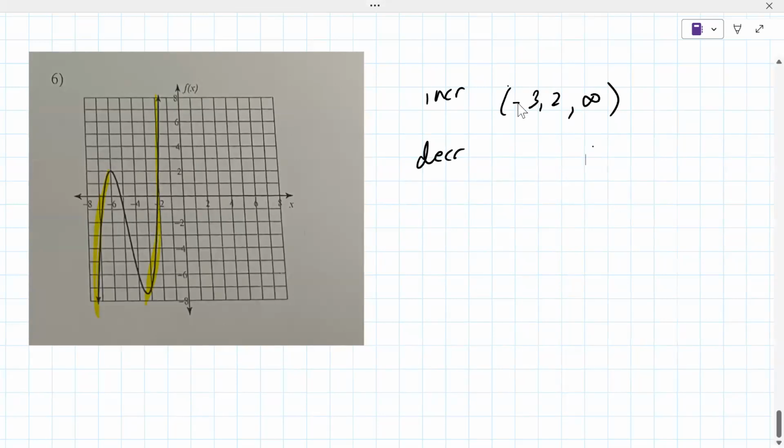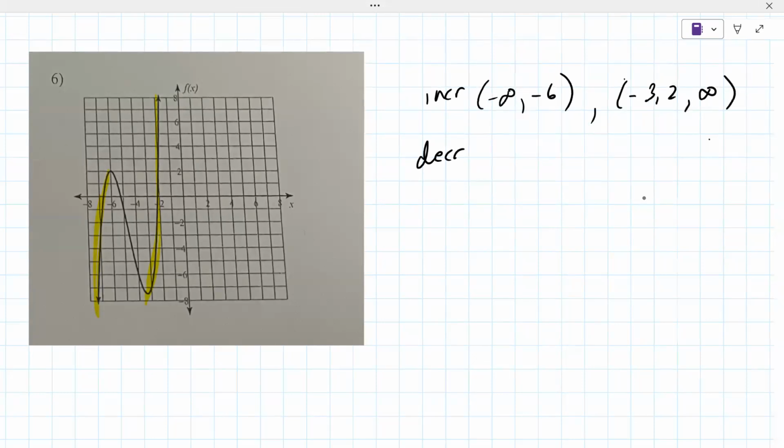Normally they'd want to see that one first. I don't even know if I would make a big deal out of it. I might, because it should be left to right. And how about decreasing? -6 to -3.2. All right, very good. Is there anything else? No, that was it.